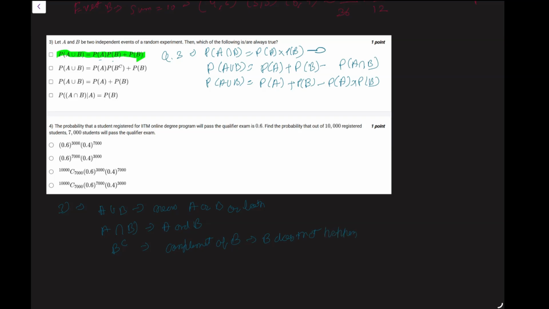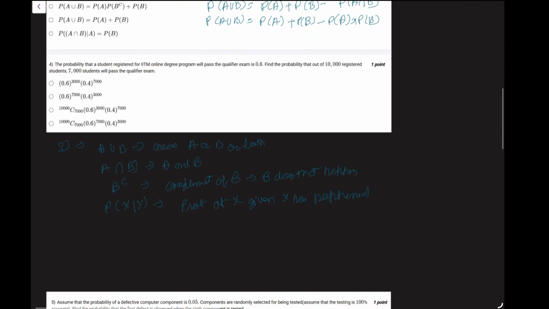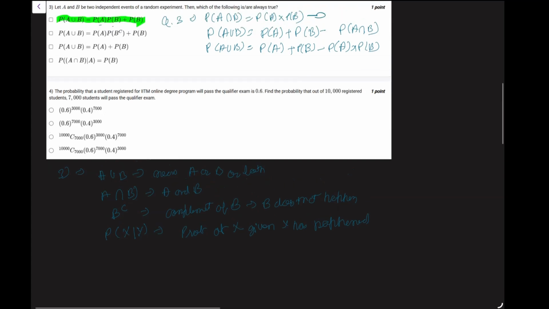And finally, when you have P(X given Y), that means the probability of X given that Y has happened. And that's the conditional probability formula. Okay. So now we know it. The general formula is already given here. This is the general formula. So let's first check option A.